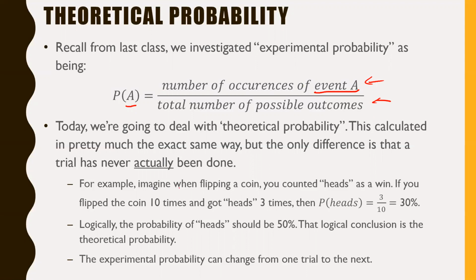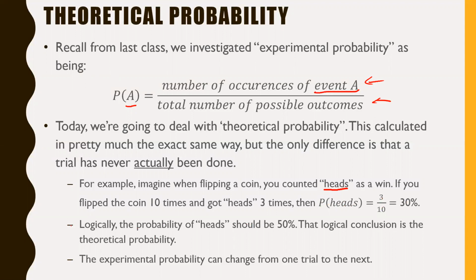Probably the simplest example is imagine when you're flipping a coin. Now, when you're flipping a coin, it can either be heads or tails. There's only 2 different options, right? So if you counted heads as a win, then that would be your event A. If you did an experiment and you flipped the coin 10 times and you got heads 3 times, then you'd say P of heads, or probability of heads, is 3 out of 10, or in other words, 30%.